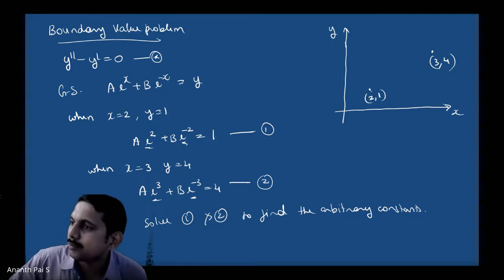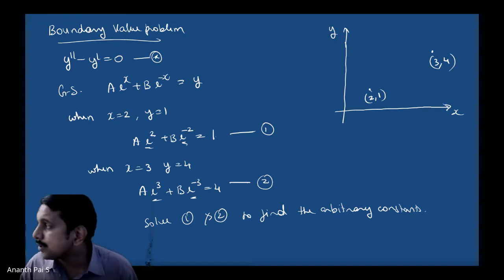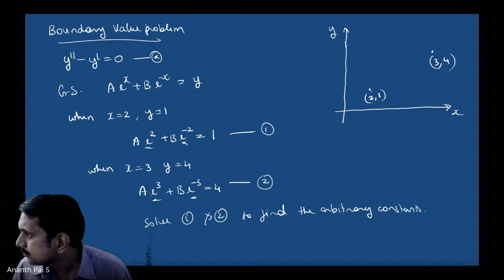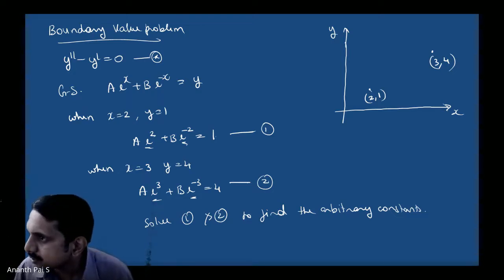I'll give you one more realistic example of a boundary value problem. Okay. The problem is a stone being thrown. A stone being thrown from a particular place. Let us see the boundary value problem of this. Okay.